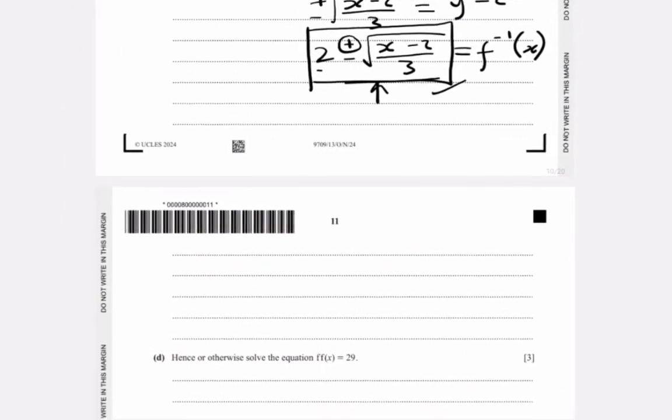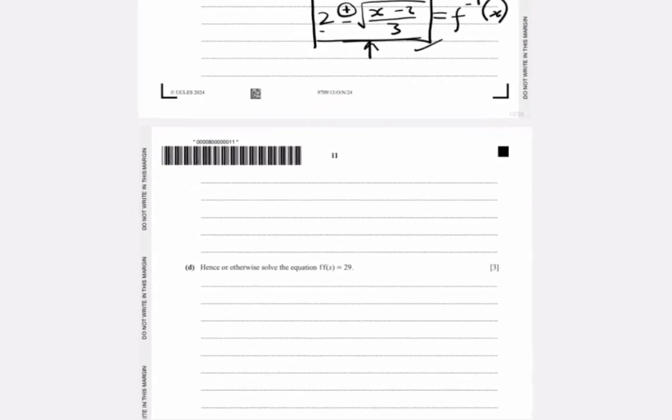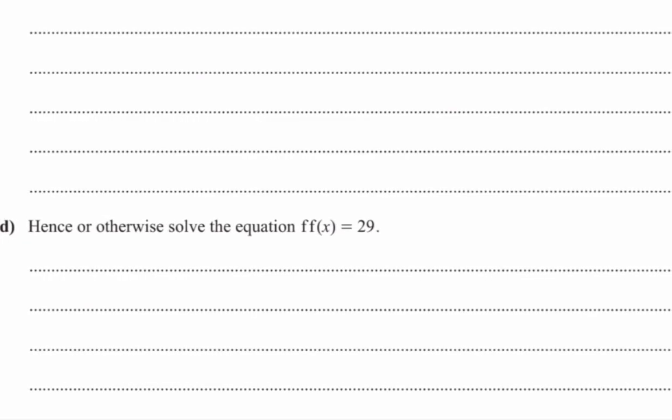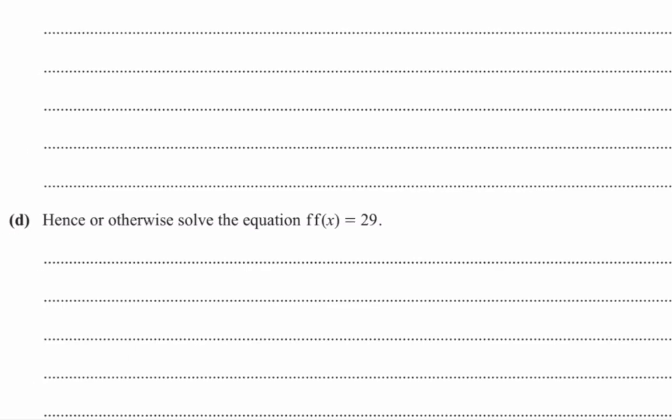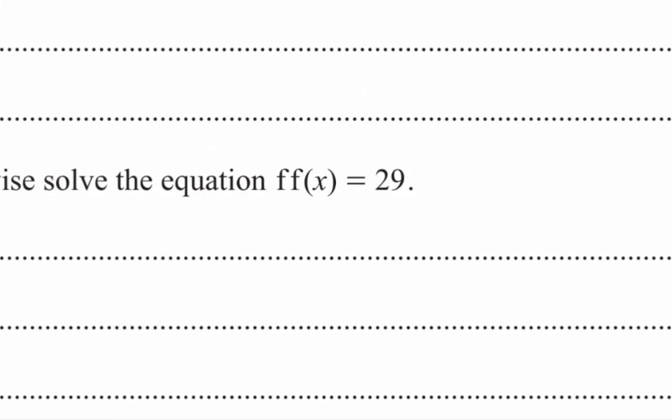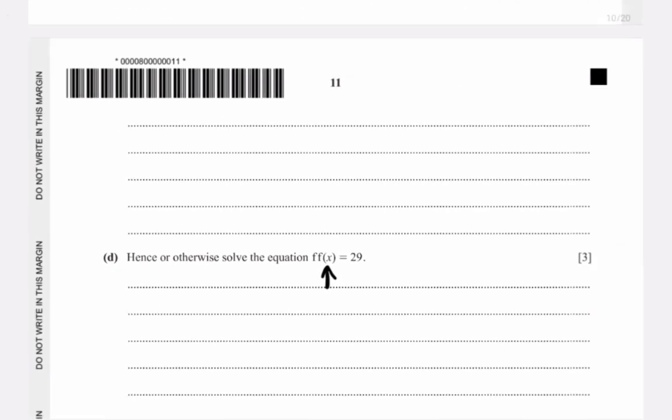And for part D, it says hence or otherwise. Hence meaning we might have to use answers that we got from the previous questions, and otherwise meaning we can just go ahead and do it straight away. Solve the equation f of f of x equals 29. So in f of x, we are going to substitute f of x where there is x.